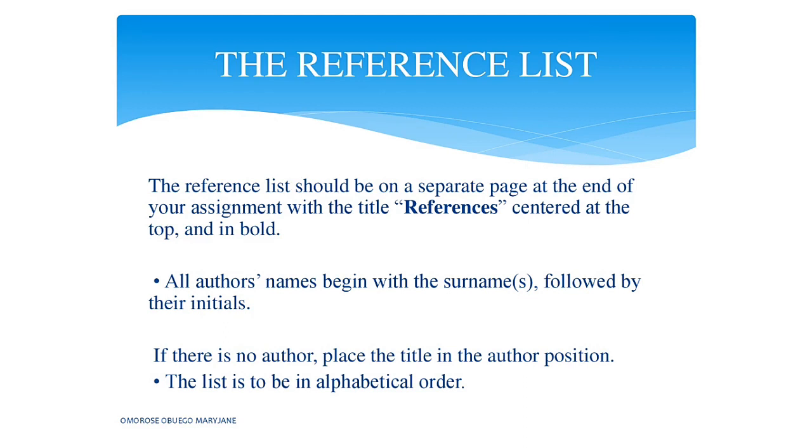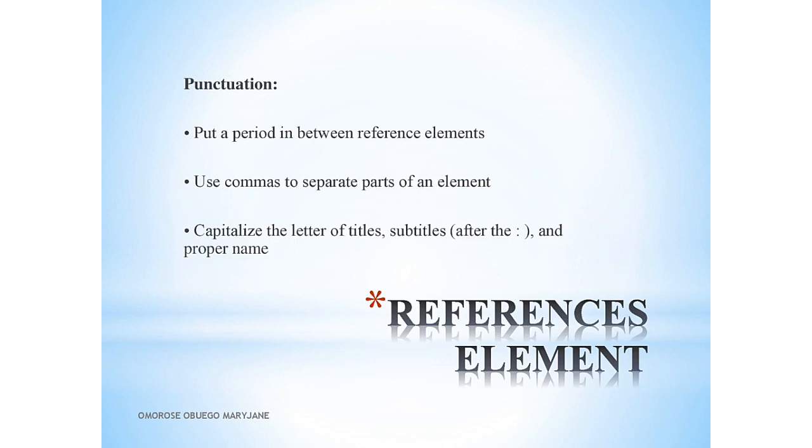So there are some reference elements that we must take note of while writing our reference list. Number one is punctuation. You put a period in between the reference elements, then use commas to separate parts of an element. We will see that as we go on. Then capitalize the letters of titles and subtitles. After you use a colon, capitalize the next letter, and capitalize proper names.